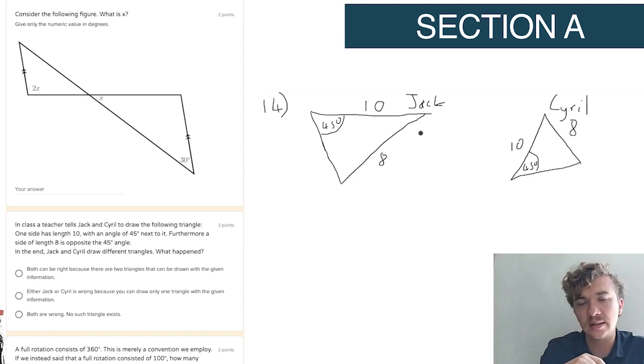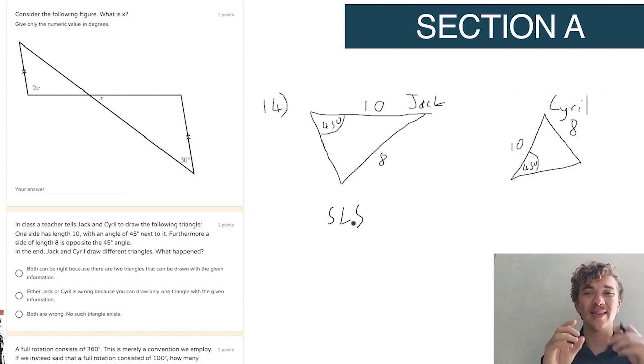Another way of phrasing the question is, are Jack and Cyril's triangles congruent? And your answer should be not necessarily, because we have two sides and an angle, and the only reason you have for congruency of two sides and an angle is side, angle, side, where the angle is included between the two sides. This is not the case, and therefore they could have drawn different triangles.